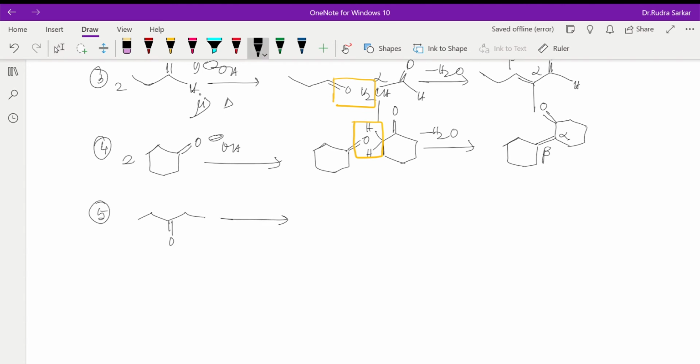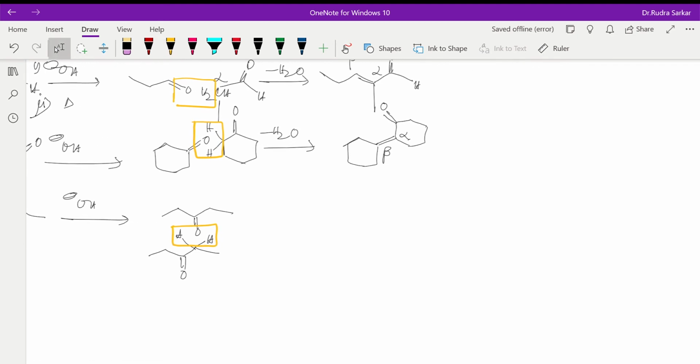Giving you another one. So this is all about how much you can practice. These are your hydrogens. Again you take out water. That is how it should be done.